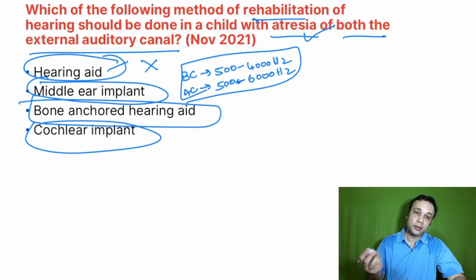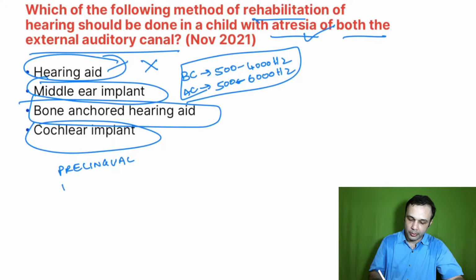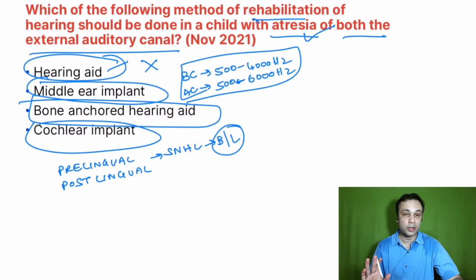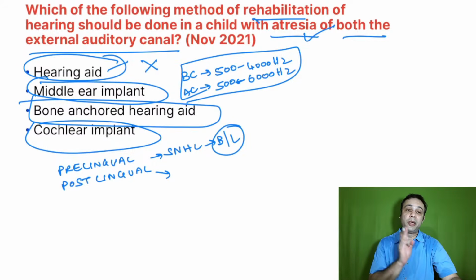Cochlear implant, where is it preferred? You can have prelingual hearing loss or postlingual deafness. When you talk about prelingual sensory neural hearing loss, most often when you have bilateral profound sensory neural hearing loss, you will do a cochlear implantation. Postlingual hearing loss also, you can do a cochlear implantation. In patients who are not amenable to hearing aids, you can do a cochlear implantation. In patients who do not prefer any of the above implants, you can do a cochlear implantation, right?